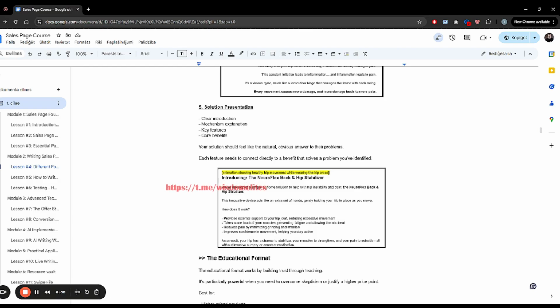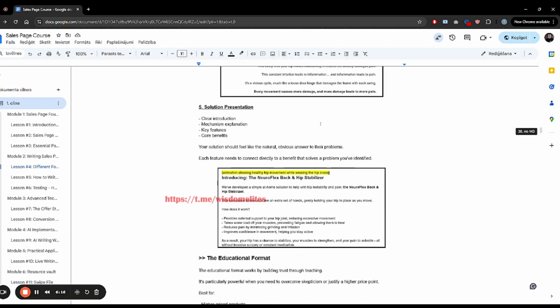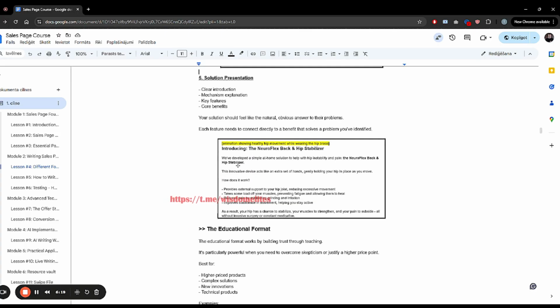Each feature needs to connect directly to a benefit that solves the problem you've identified. So here you can see that the hip moves loosely and it's like a broken door hinge that damages the door. And here you introduce the product. So we've created a simple at-home solution to help with hip instability and pain. This innovative device acts like an extra set of hands, gently holding your hip in place as you move.